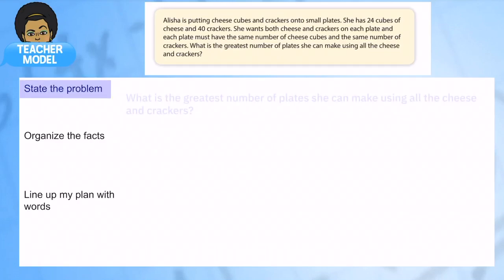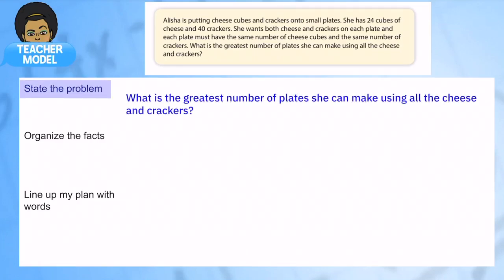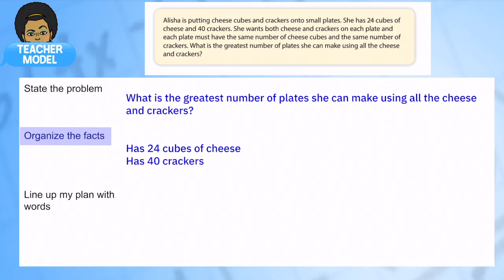So that's our big question. Just at the end, we want the greatest number of plates using all the cheese and crackers. So we're starting with a total and we're just distributing it out. So we're sharing. It's making me think already about the difference between factors and multiples. We know she has 24 cubes of cheese and 40 crackers. And we want each plate to look the same so that every plate has the same number of crackers and cheese. So I want to just make sure that's clear.